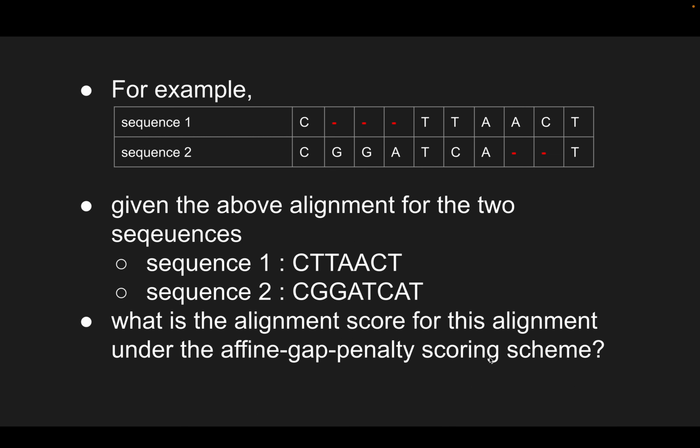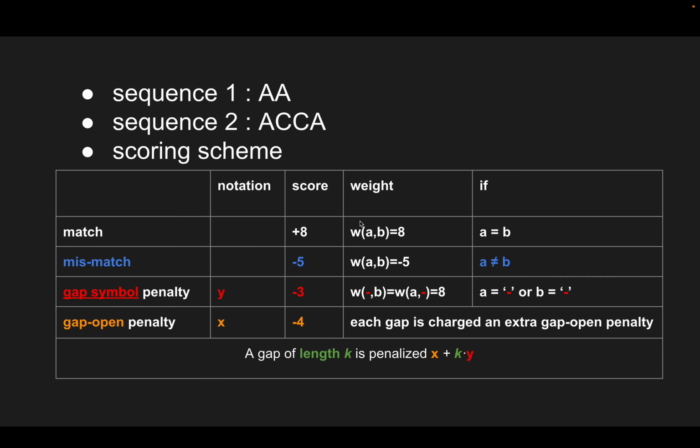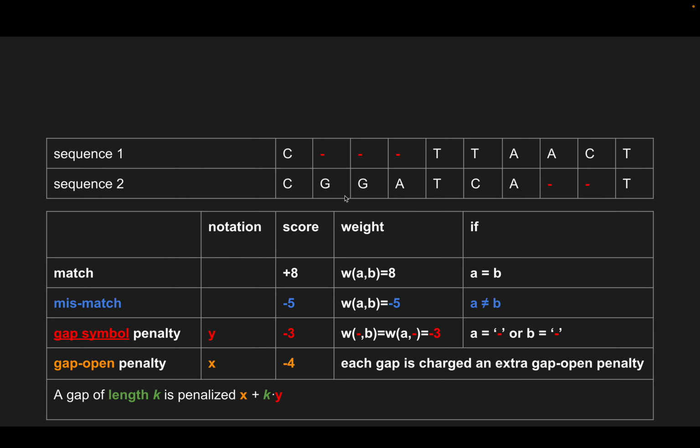Okay, for example, for these two sequences, we introduce the gap symbol to make the two sequences equal length. Given the above alignment for the two sequences, what is the alignment score for this alignment under the affine-gap-penalty scoring scheme we just introduced here? So let's see.